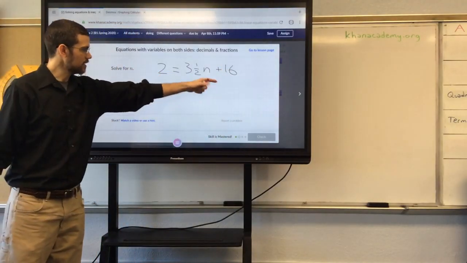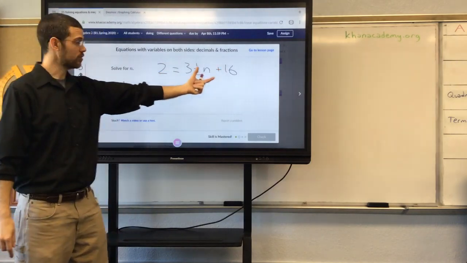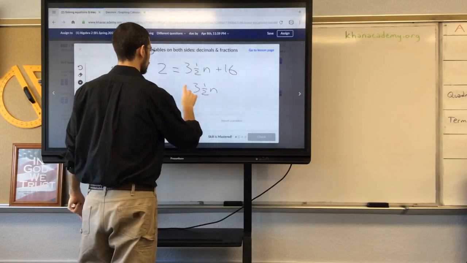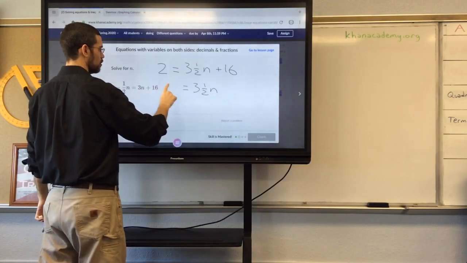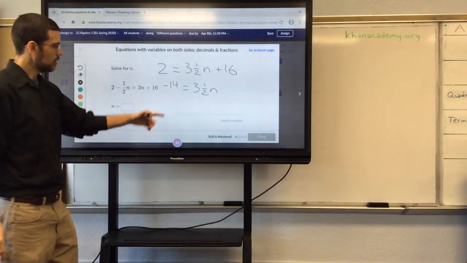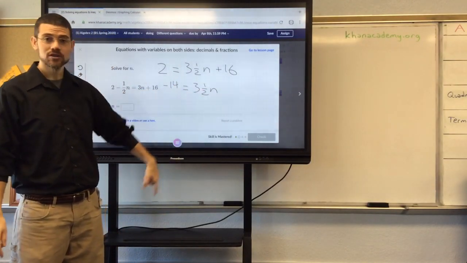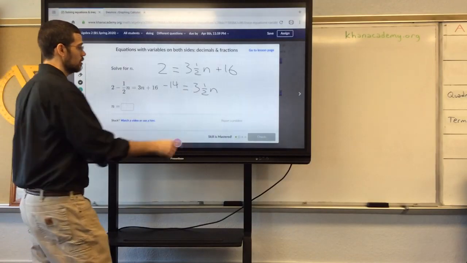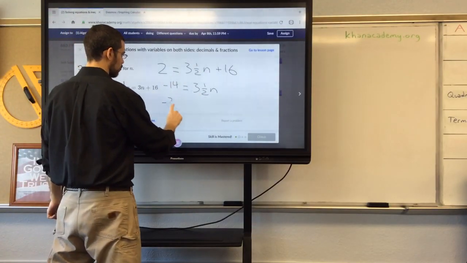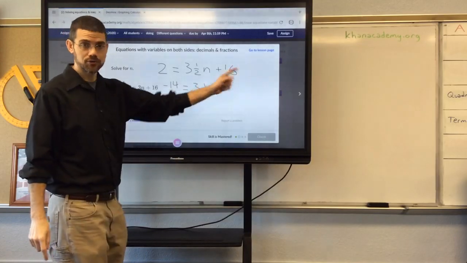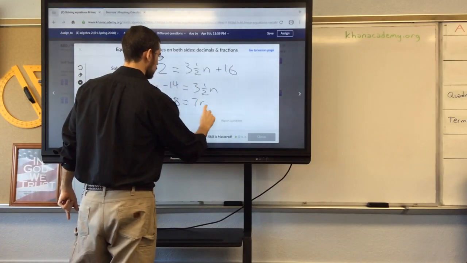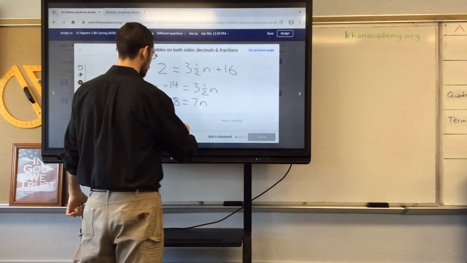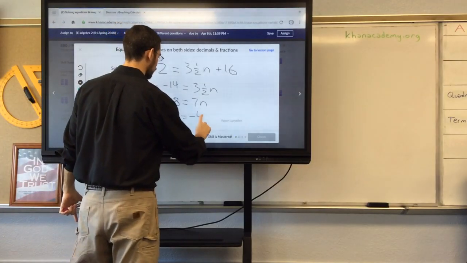If I want my 16 to be on the left side, I'll have to take it away from both sides. Minus 16 leaves me with 3 1/2 n equals, take away 16 from 2 and you get negative 14. Now, I don't really like having halves, so one way to deal with that is I could just multiply both sides of the equation by 2. So 2 times negative 14 is negative 28. 2 times 3 1/2 is 7. And now I can isolate n by dividing by 7. That will give me n equals negative 4.